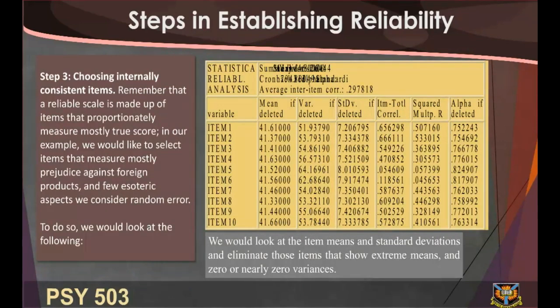Step 3. Choosing internally consistent items. Remember that a reliable scale is made up of items that proportionately measure mostly true score. In our example, we would like to select items that measure mostly prejudice against foreign products and few esoteric aspects we consider random error. To do so, we would look at the item means and standard deviations and eliminate those items that show extreme means and zero or nearly zero variances.